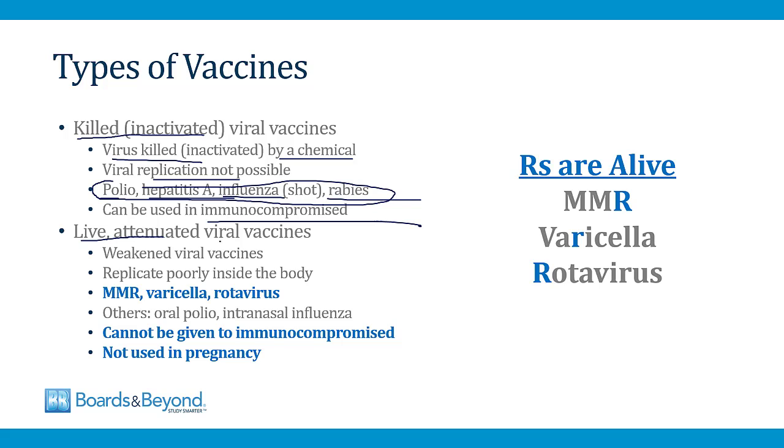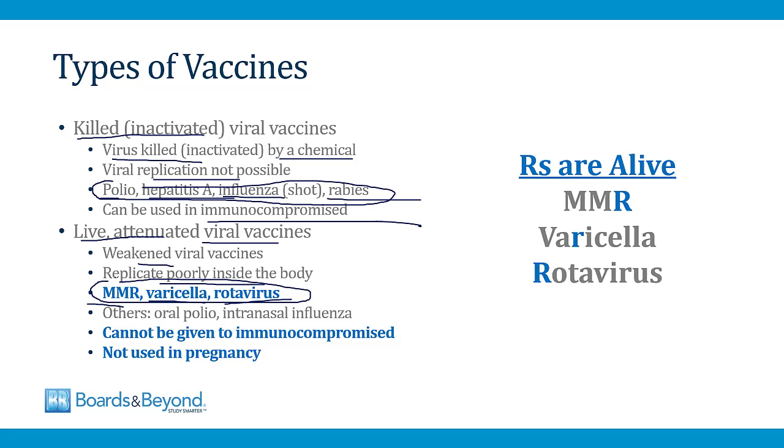In contrast, live attenuated viral vaccines contain weakened viral particles. They replicate inside the body, but they do so poorly. The idea here is that you want them to replicate a little bit to generate an immune response, but not so much that they cause symptoms of infection. The three major vaccines made up of live attenuated viral particles are the MMR vaccine, the Varicella vaccine, and the Rotavirus vaccine. We'll talk about all of these later in this video.